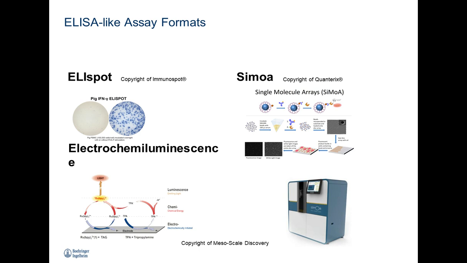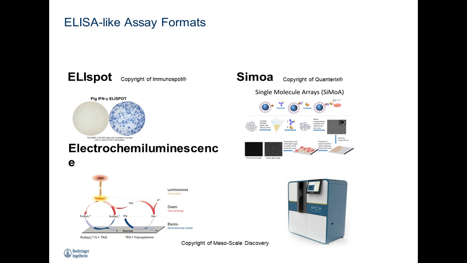Electrochemiluminescence is a kind of luminescence that is produced during electrochemical reactions in solution. This particular technology is primarily the product of Meso Scale Discovery. The assay setup in an ECL assay is very similar to that of an ELISA, where you would coat an antigen down on a 96 or 384 well plate and apply your sample.